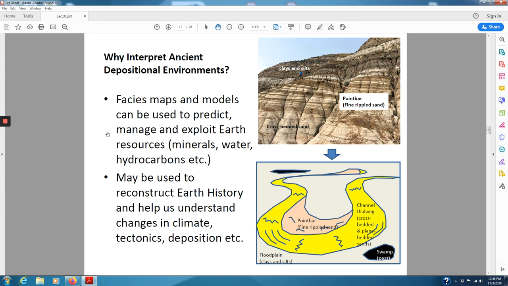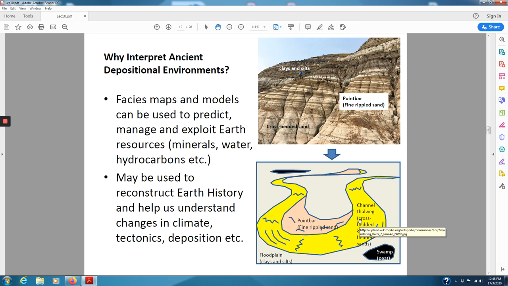But on the practical side also, these facies maps and models that you're making can actually help us in predicting, managing, and exploiting Earth resources, right? So facies maps can be used for mineral exploitation. Let's say you can use this model of a river again, right? Maybe certain kinds of minerals that you want are just found inside the channel. So it'll be very useful to know the trends of the channels. Are they going north, south? The distribution, right? Are they concentrated at certain localities and so on?